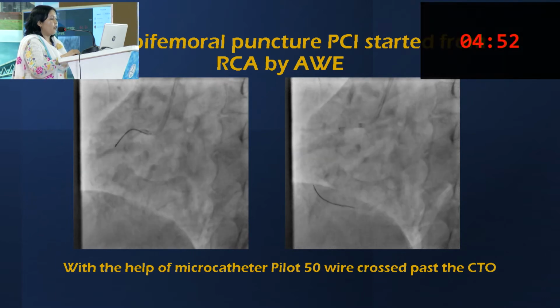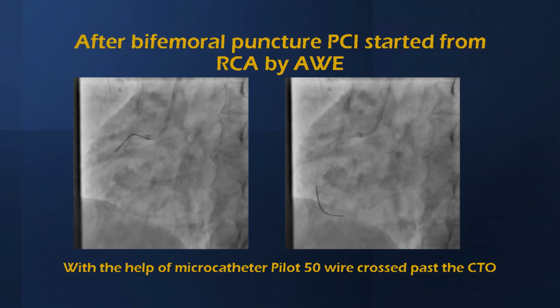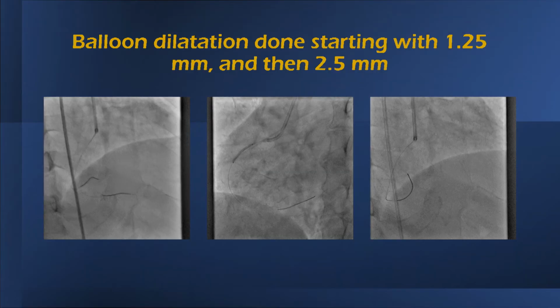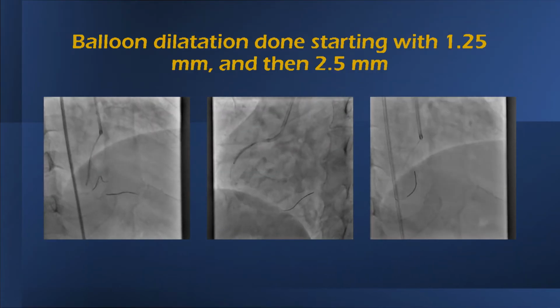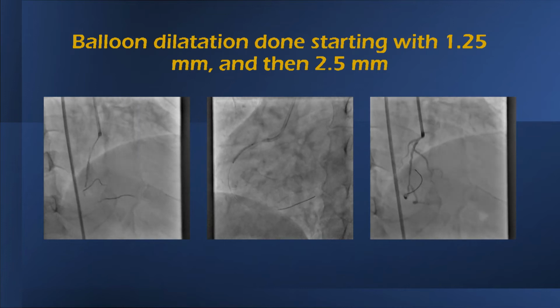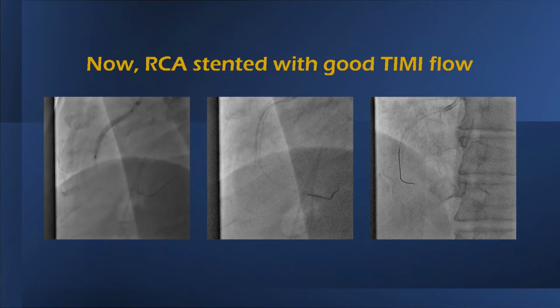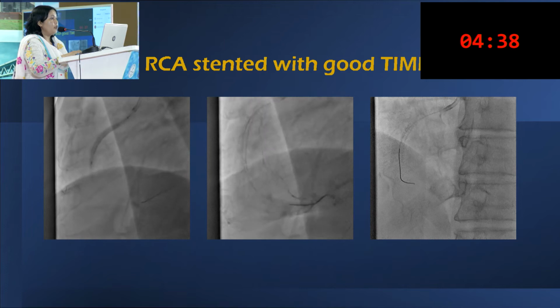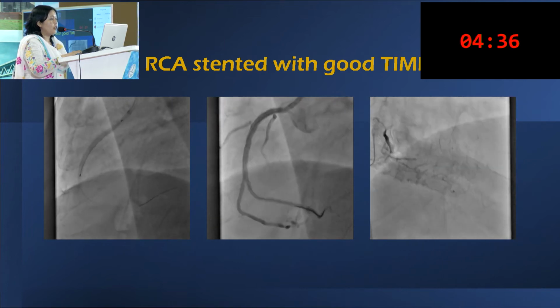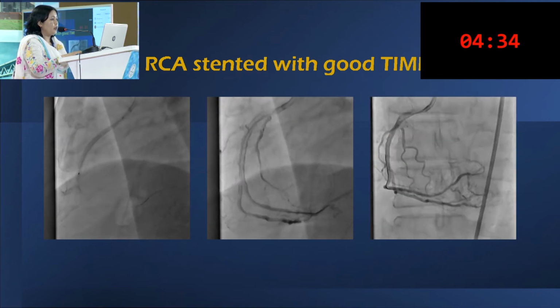With the help of a microcatheter and Pilot 50 wire, the occlusion was crossed. Balloon dilatation was done with 1.25 mm and then 2.5 mm. A drug-eluting stent of 3x40 was deployed in the RCA with good TIMI 3 distal flow.